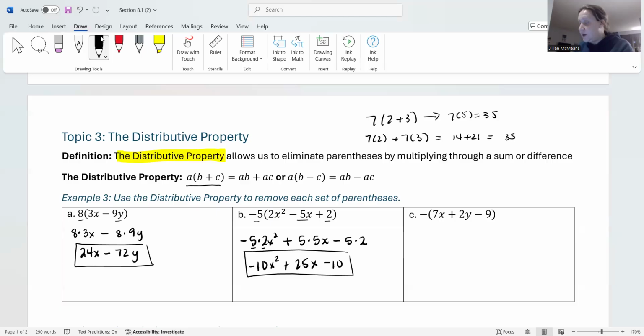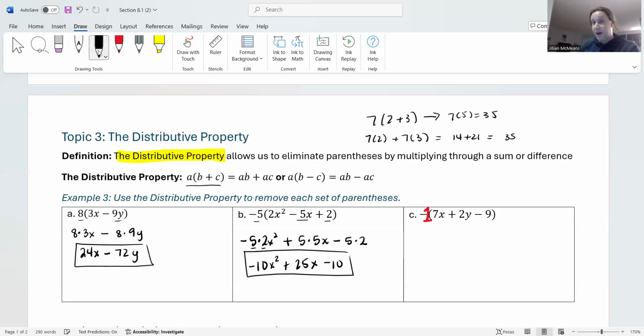Okay, finally for part C, we have just negative. Well, that's kind of weird. So we have just negative, and then in parentheses, we have 7x plus 2y minus 9. What in the heck does this mean? Well, sometimes if you see just a negative or just a positive in front of things, like a variable, or in this case, a set of parentheses, there's a hidden 1. So technically what's happening is there's a negative 1 in front of this set of parentheses.